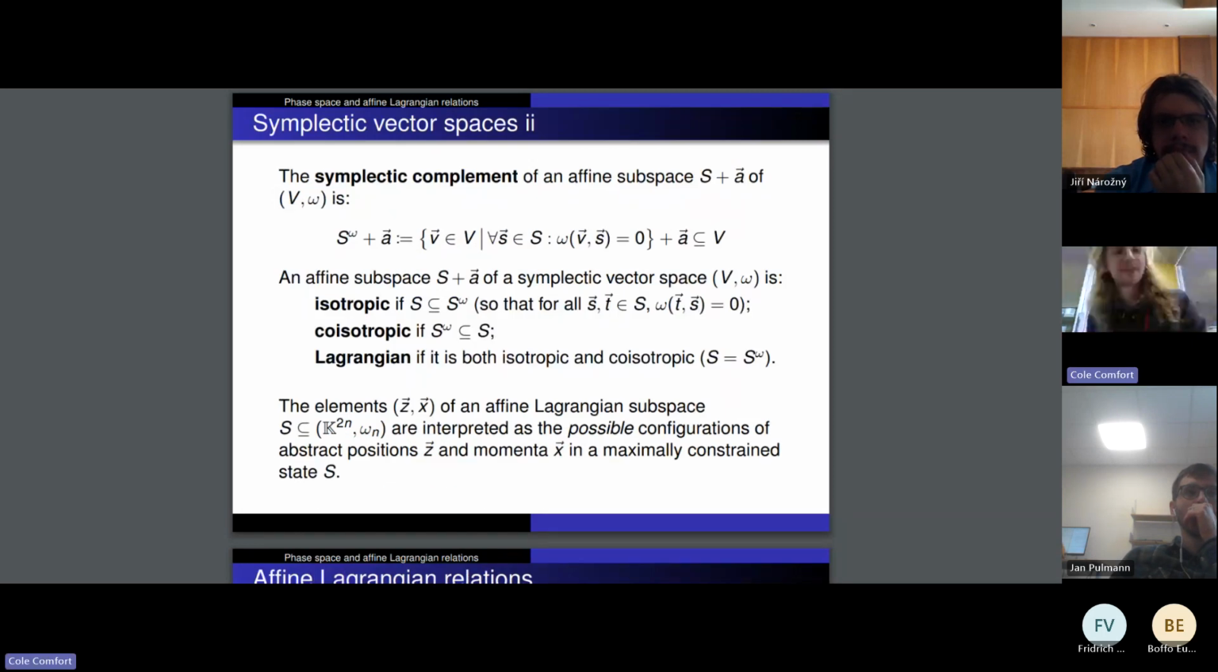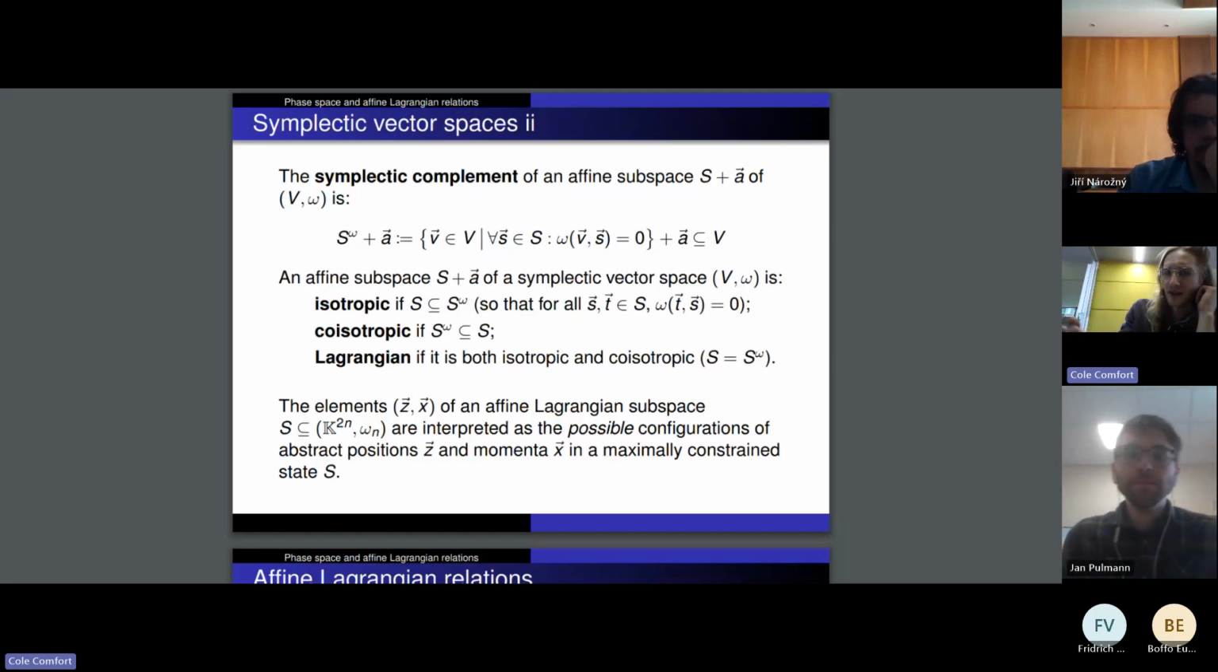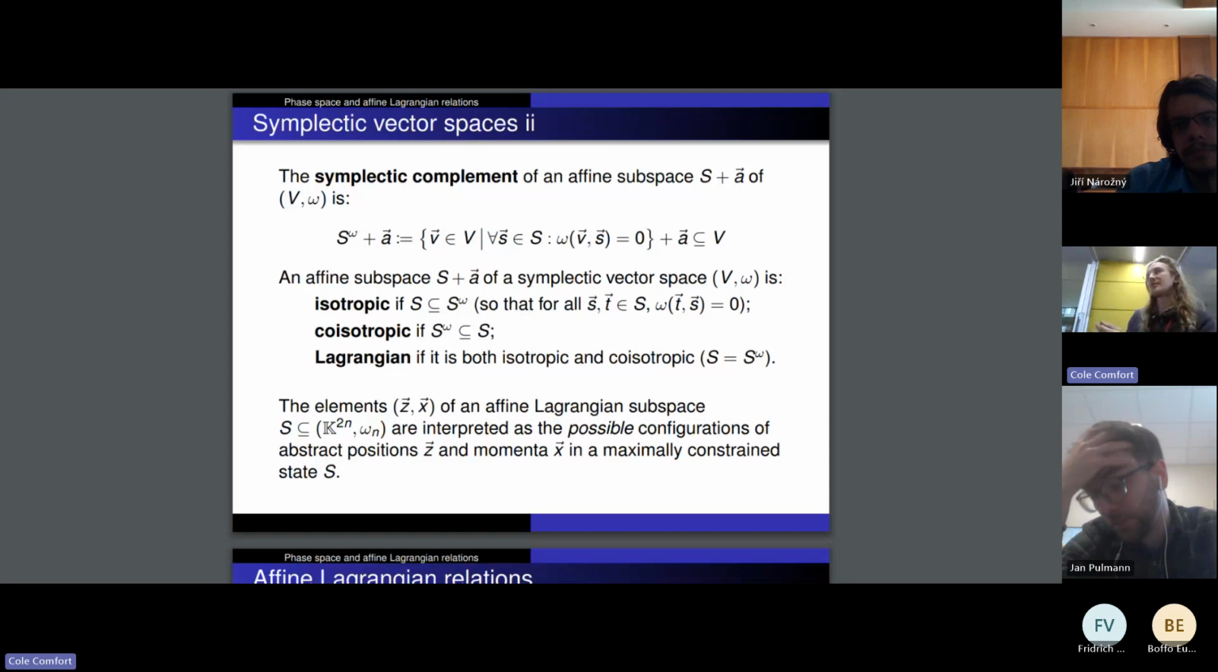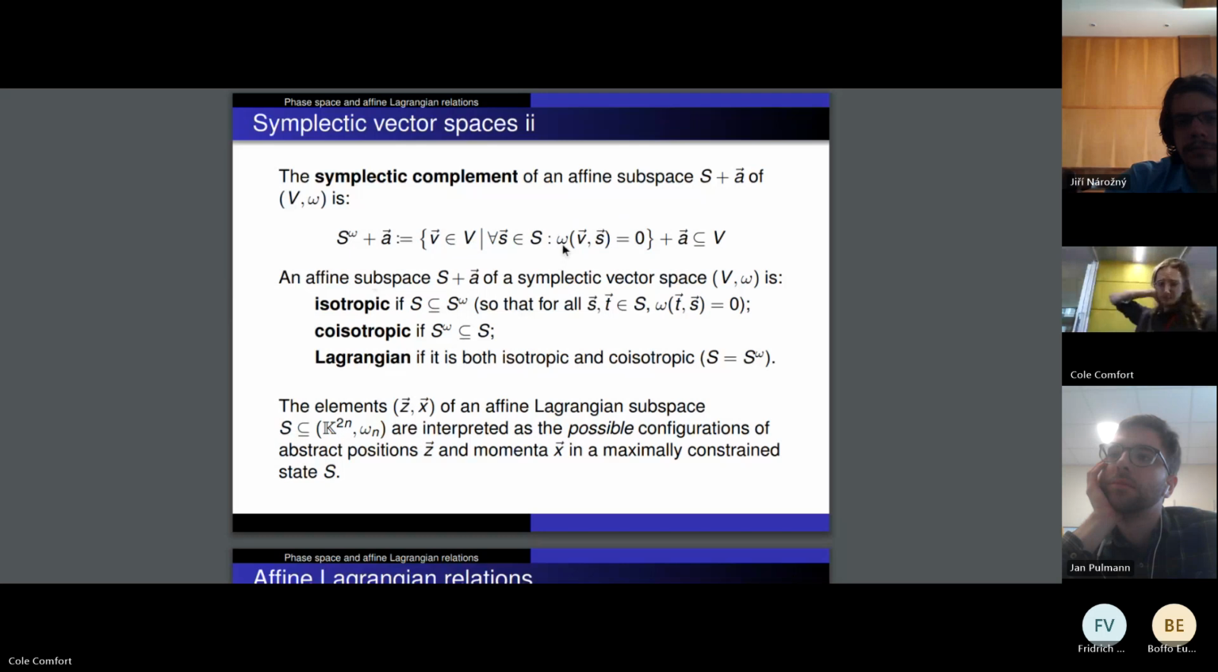And I'll also need to talk about how symplectic structure interacts with linear and affine subspaces. If you have an affine subspace of a symplectic vector space, you can define its symplectic complement. What this does is you take the linear part of the affine subspace, and then you look at all the vectors that commute with the subspace with respect to this form. So this is like a symplectic version of the orthogonal complement of a subspace, except you replace the inner product with this symplectic form omega.